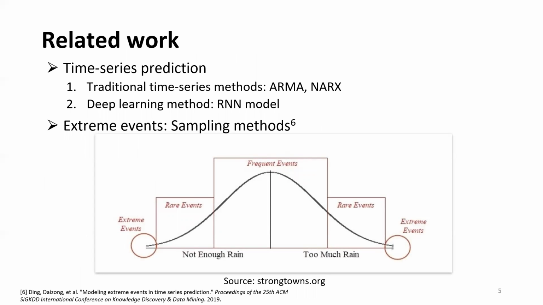For time series prediction, we have some traditional methods, for example, ARMA and ARX. And when deep learning methods come in, we have the RNN model. To deal with extreme events, we have some sampling methods. You can take a look at some common methods from reference paper 6 here.